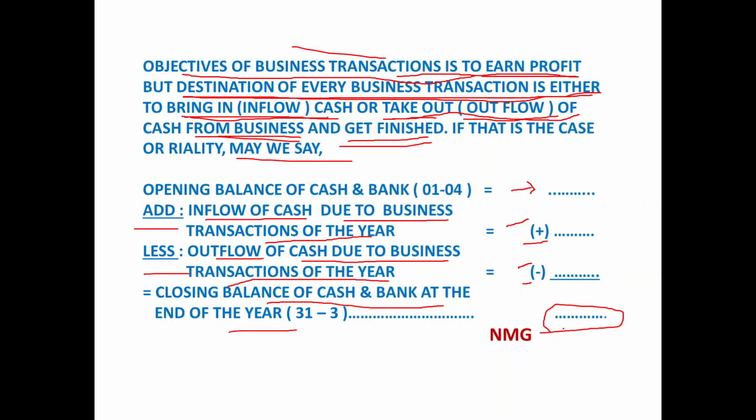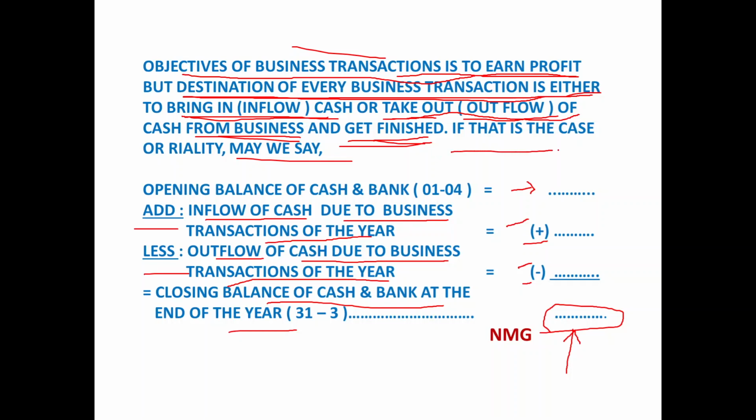So, you can prove your answer by verifying the closing balance of cash and bank at the end of the year given in the balance sheet. So, the objective is to earn the profit, but the destination of each and every business transaction is either to bring in cash, बिजनेस में कैश लाकर फिनिश हो जाना है, या बिजनेस में से कैश आउटफ्लो ले जाकर, कैश ले जाकर, आउटफ्लो ले जाकर फिनिश हो जाना है.